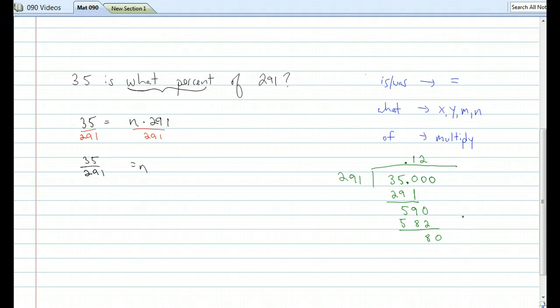How many times does 291 go into 80? It doesn't go in at all. So what we do is we extend this a little further. And the question is, how many times does 291 go into 800? And you could continue this as long as you want. I'm just going to keep it there.